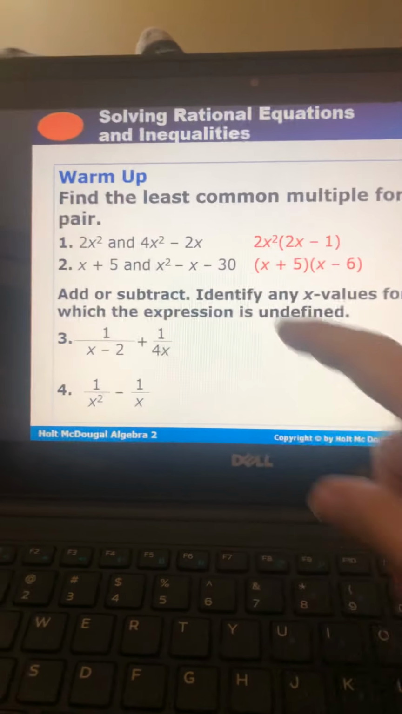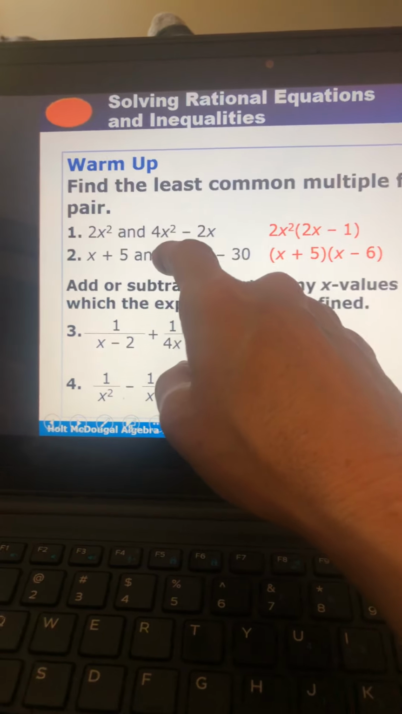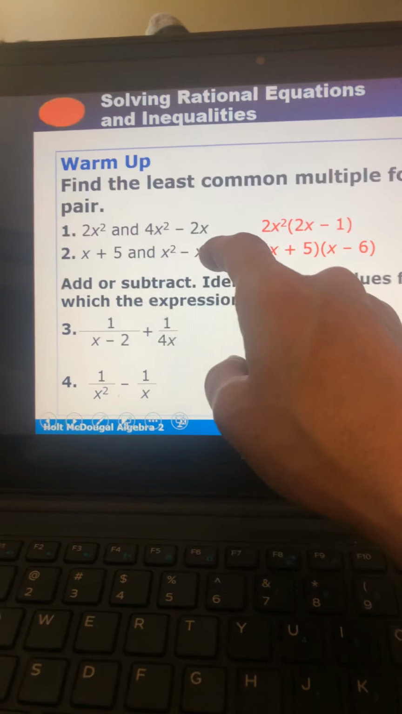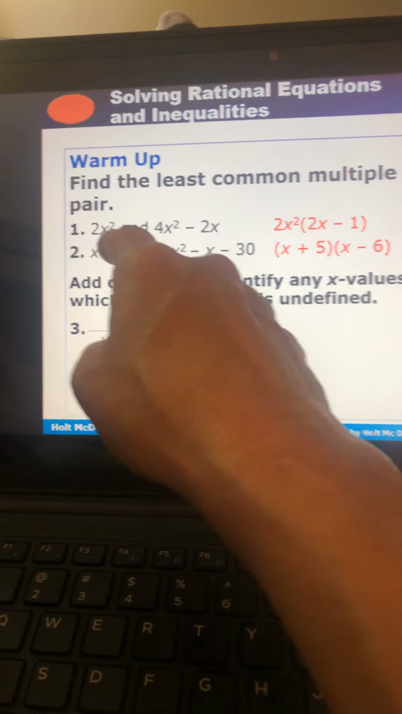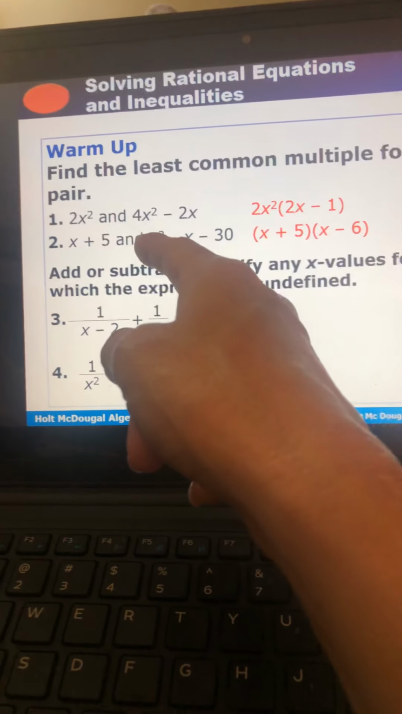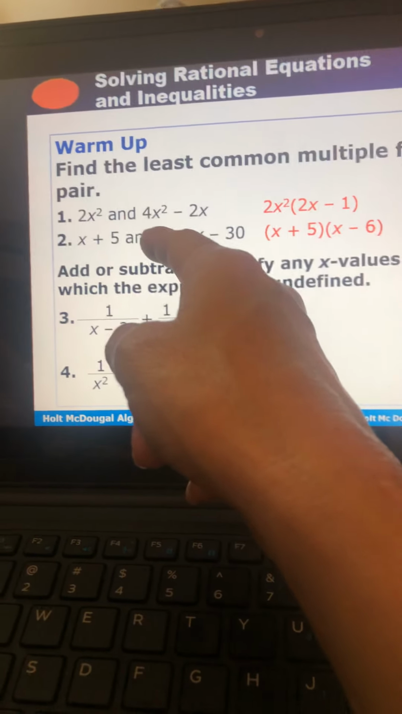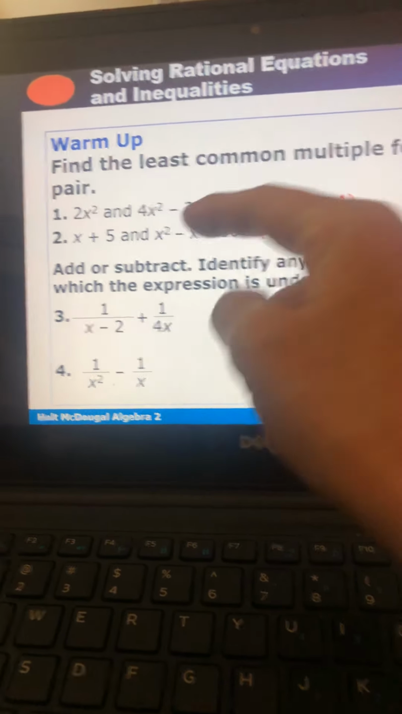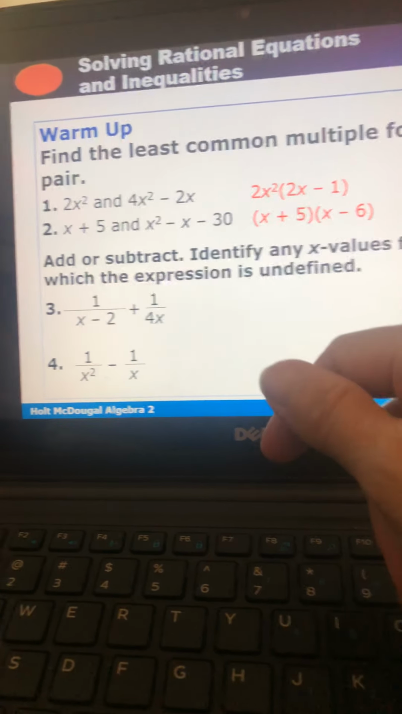And so here we see 2x squared and then 4x squared minus 2x. So what we can see here is that we're going to take the 2x squared, we'll factor, and what we'll factor out of here will be a 2x, and then we would be left with a 2x minus 1. So really 2x squared and then 2x minus 1 is your least common multiple.